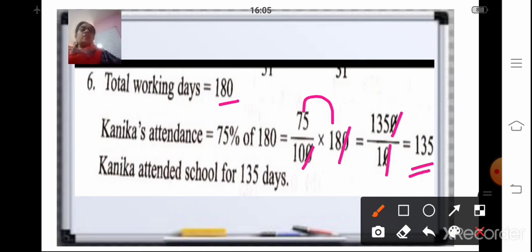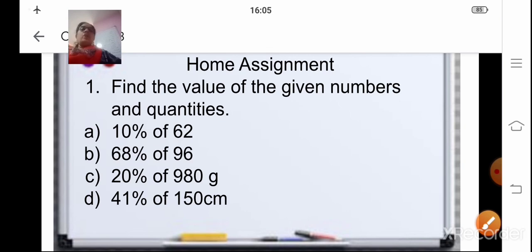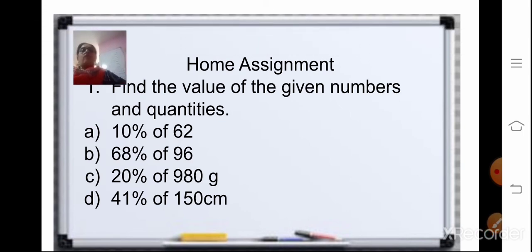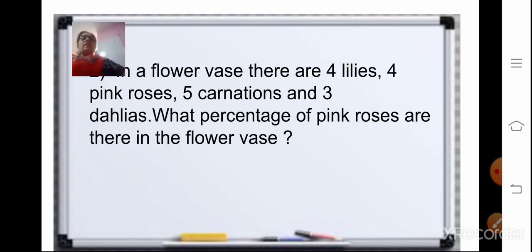Children, now based on this, here are home assignment sums for you to practice in your homework. The first sum is: find the value of the given numbers and quantities. That is, 10% of 62, 68% of 96, 20% of 980 gram and 41% of 150 centimeter. While finding the value of the given quantities, you have to write the unit. And one word problem for you: in a flower vase there are 4 lilies, 4 pink roses, 5 carnations and 3 dahlias. What percentage of pink roses are there in the flower vase? First find the total number of flowers and out of that find the percentage of pink roses.